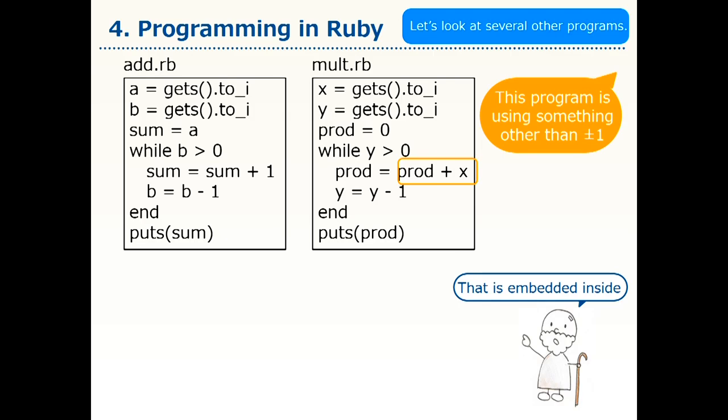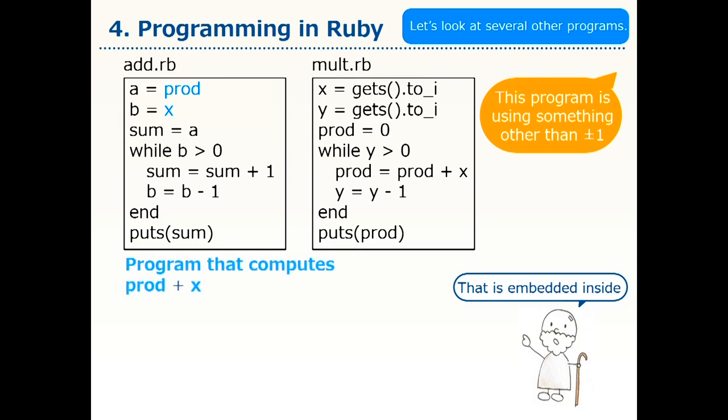Written here is the program that computes a plus b. Let's modify it a bit. Here, a and b are given data as an input, but changing it up, if the value of the variable prod is put in a and the value of variable x is put in b, what would the program do? Right, it will become the program that computes prod plus x. That can be used here.